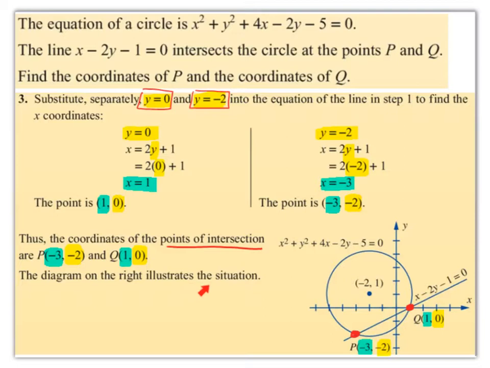The diagram on the right illustrates the situation. So here's the x-axis, here's the y-axis, here's our circle. It has a centre minus 2, 1. Here's the line, x minus 2y minus 1 is equal to 0. And here are the 2 points where it intersects, P minus 3, minus 2 and Q 1, 0.